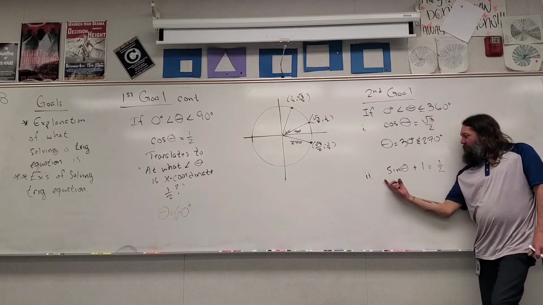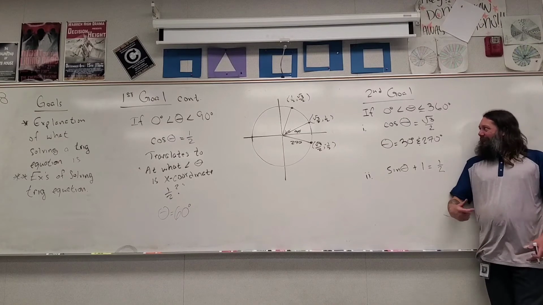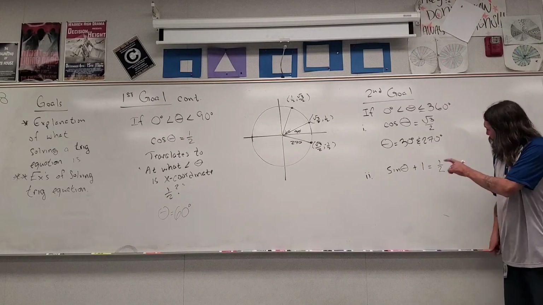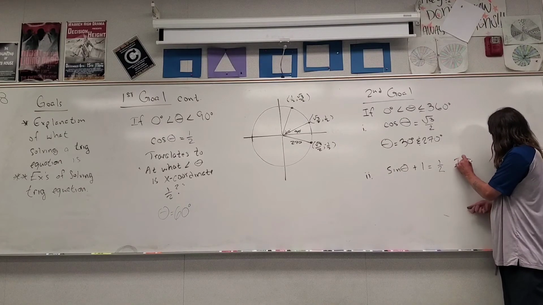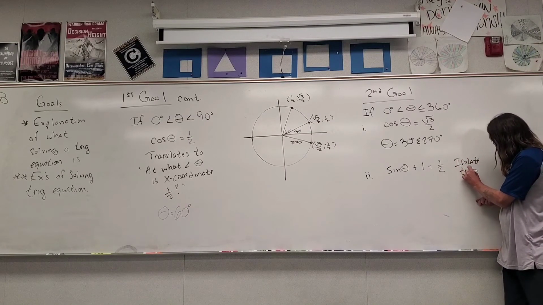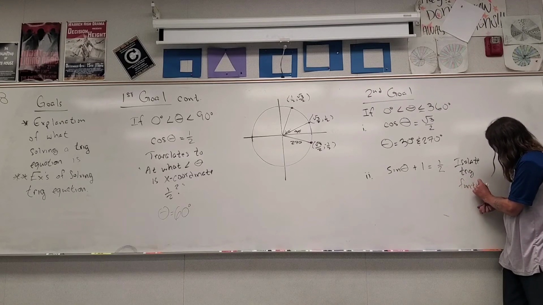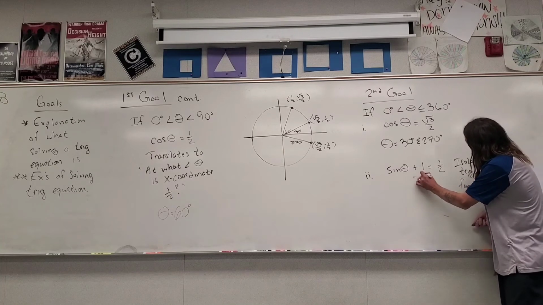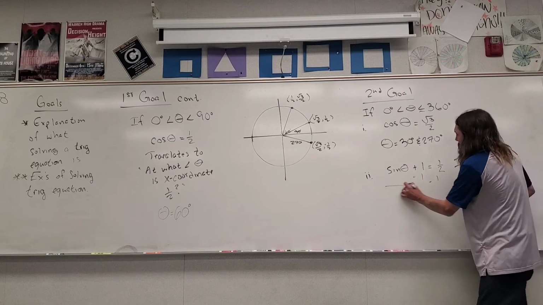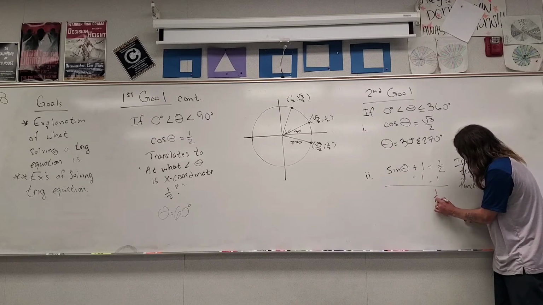Here I have sine of theta plus 1 equals a half. Now, you have to isolate the trig function. And it's a really easy trig function to isolate. So I'll minus 1 from both sides. If I owe $1, I give you 50 cents, you're going to tell me I owe you 50 cents.